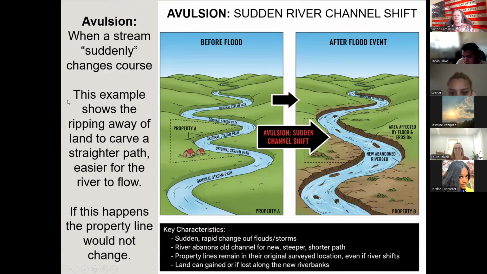Here's another example of explaining avulsion. You see how this river or stream goes back and forth, back and forth. Well, after a flood event, it kind of cuts through the land a little bit. You see there's not as much back and forth. It became more of a straight line because it ripped away the land in certain areas.